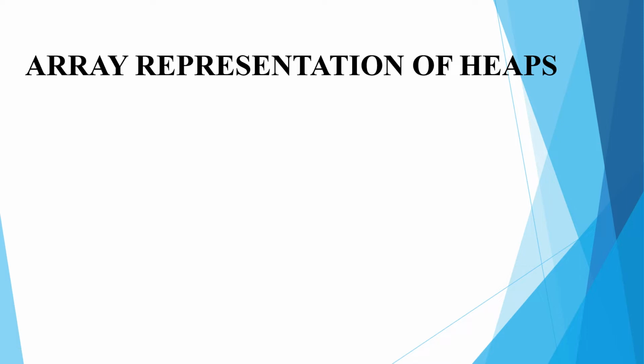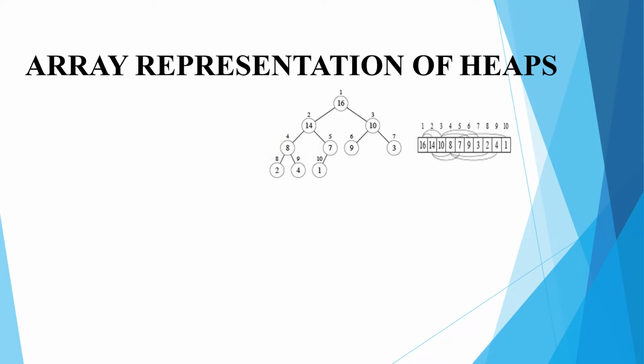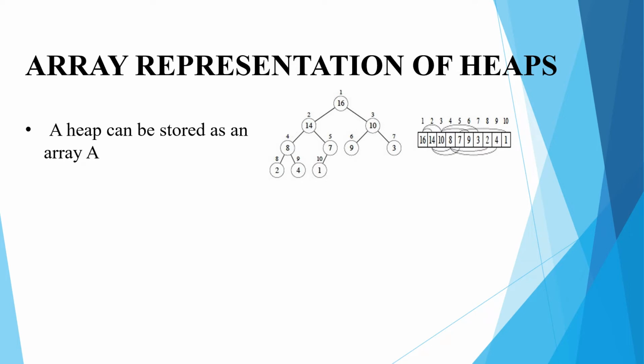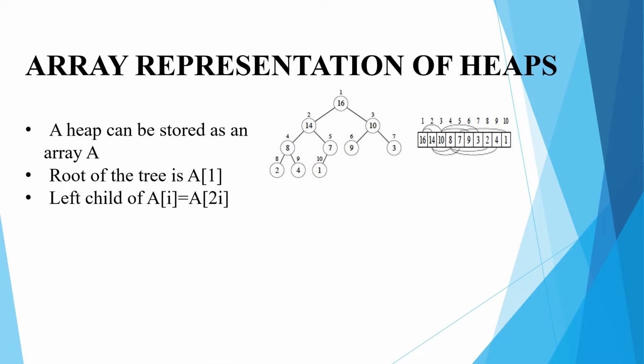Array representation of heaps. A heap can be stored as an array A, as given in the following figure. According to the figure, the root of the tree is A[1], that is the value in the first position, which is 16. Next, the left child of A[i] equals A[2i]. Here, for i = 1, 2i is 2 times 1, which is 2. So the left child will be the value in the second position, that is 40.